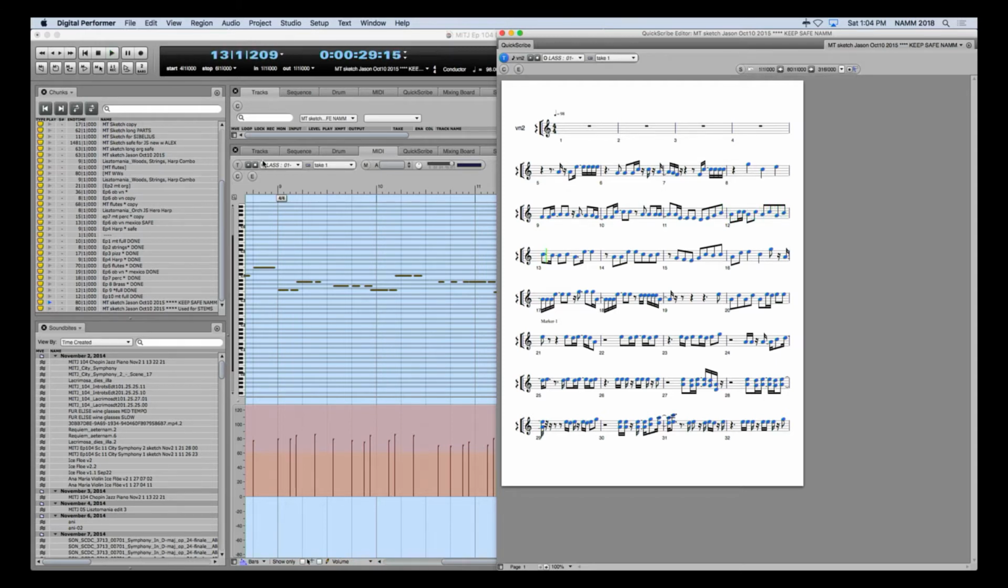Now you notice I like to edit. I like to open QuickScribe a lot when I'm editing. This is the notation part of Digital Performer. So that actually is also the scores around too. That is exactly how it's notated in the score itself.